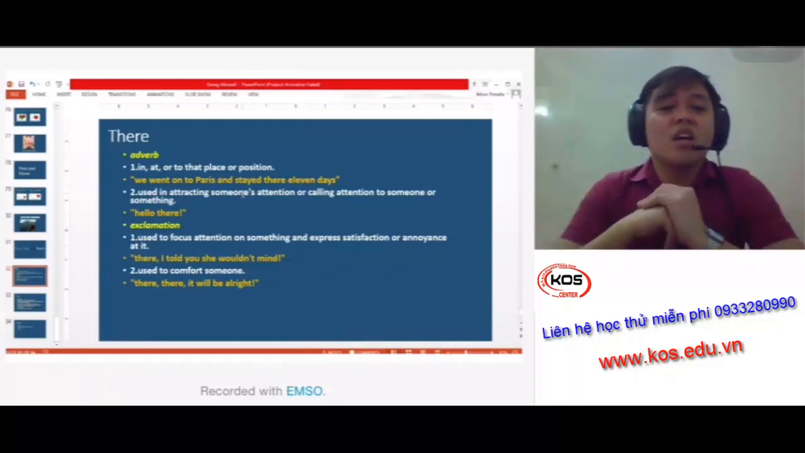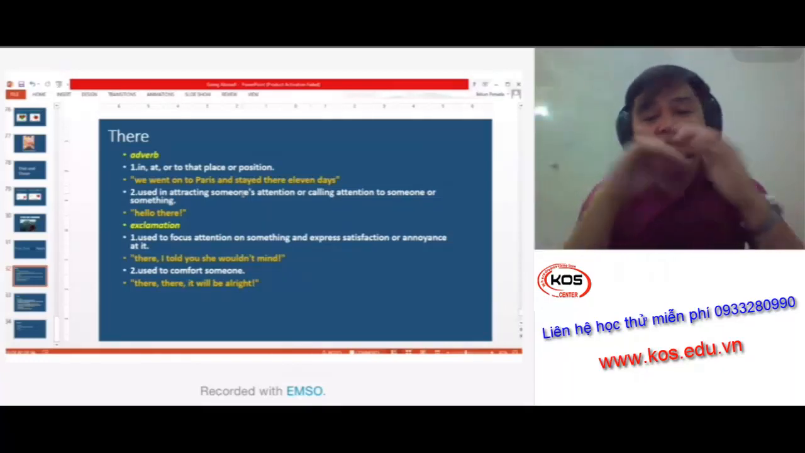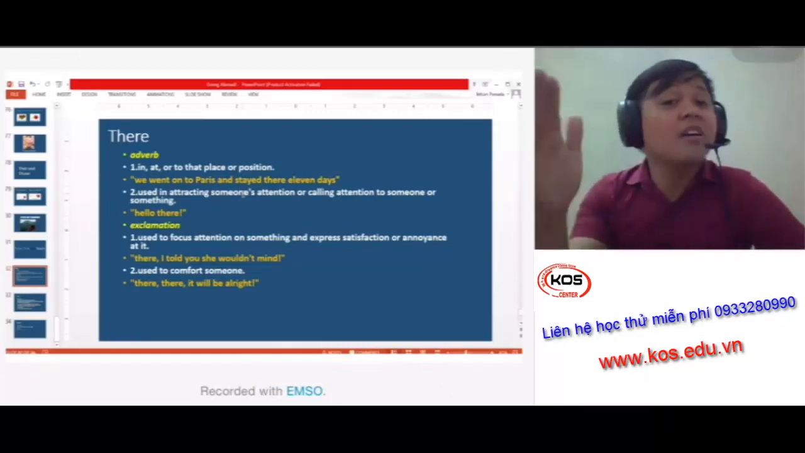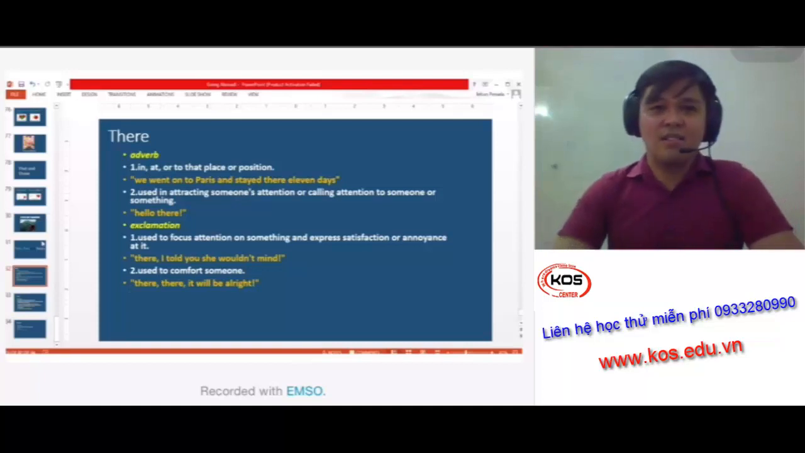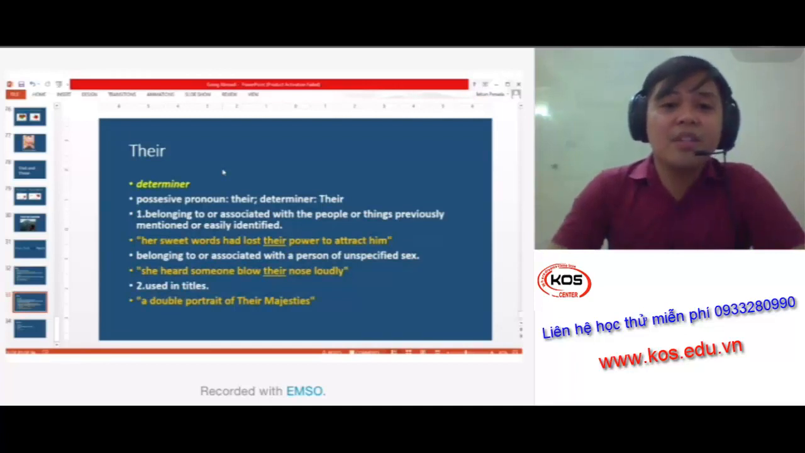So you can use that. And then you can use it to comfort someone. For example, someone is having a problem and you want to comfort them. So you can say, there, it will be all right. Okay, it will be okay. All right. The next we have their. Determiner, possessive pronoun, their. Okay. Belonging to or associated with people or things previously mentioned or easily identified.